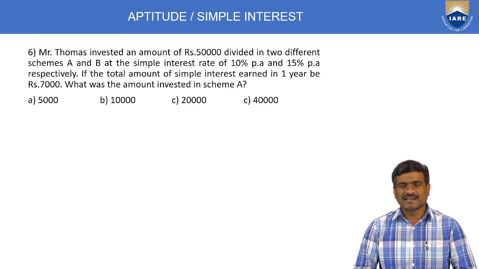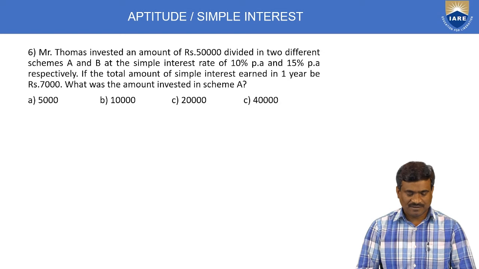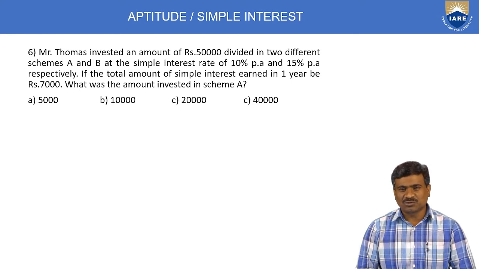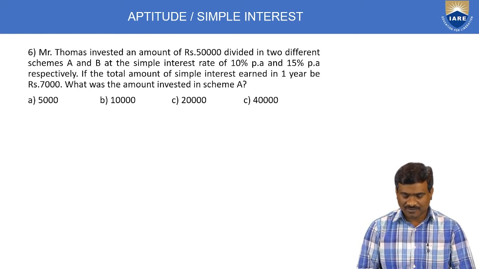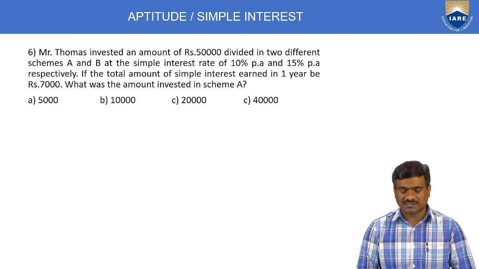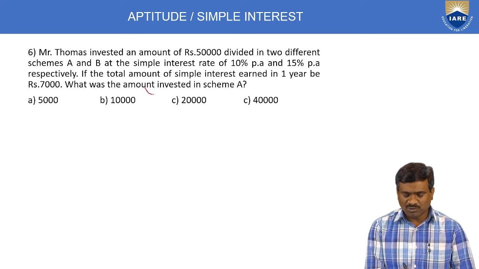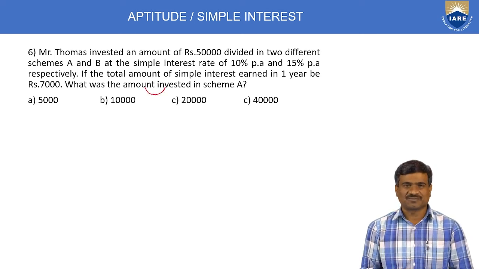Next, sixth example, important. Mr. Thomas invested an amount of rupees 50,000 divided into two different schemes A and B. Scheme A rate of interest 10%, scheme B rate of interest 15%. If the total amount of simple interest in 1 year is rupees 7,000, what was the amount invested in each? Amount invested means principal amount.